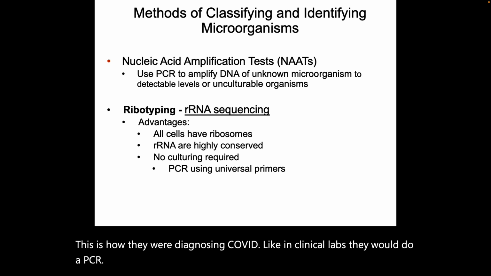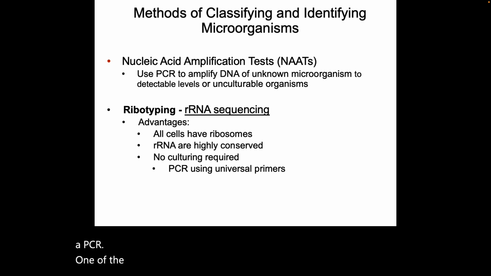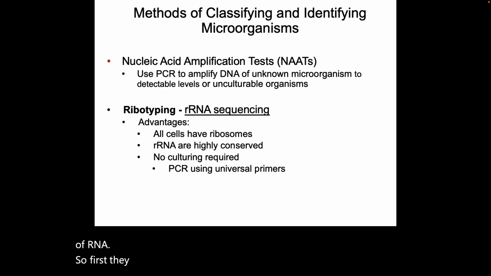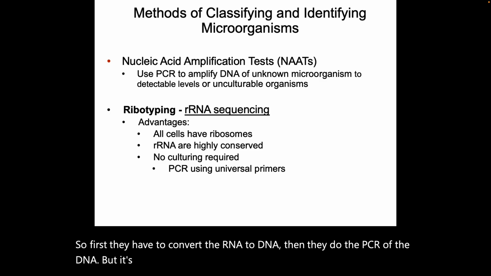One of the challenges, though, especially with all of our RNA-based viruses, is that you can't do PCR of RNA. So first they have to convert the RNA to DNA, then they do the PCR of the DNA. But it's more sensitive than the one that scrambles your brain.